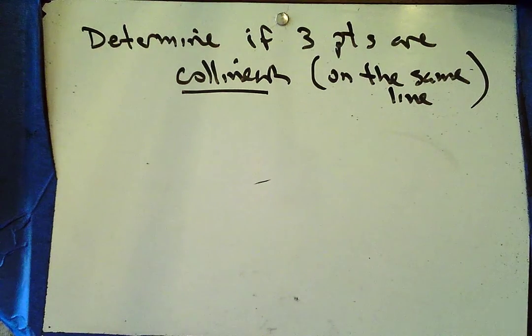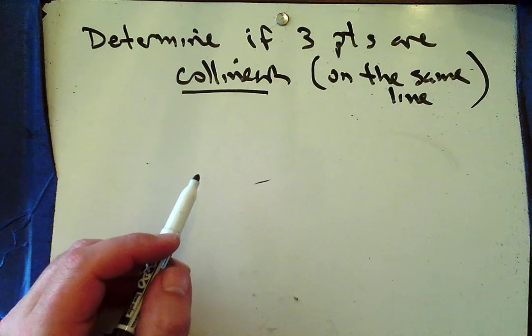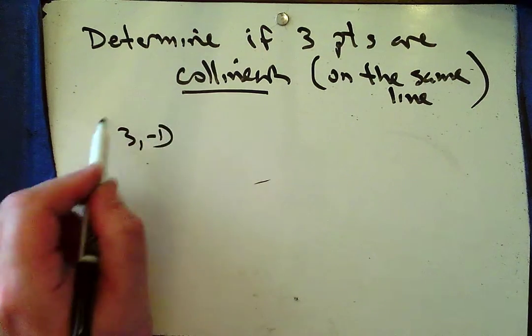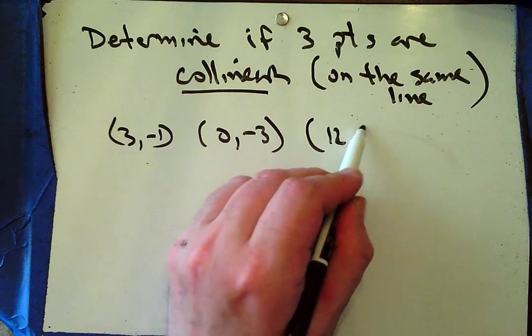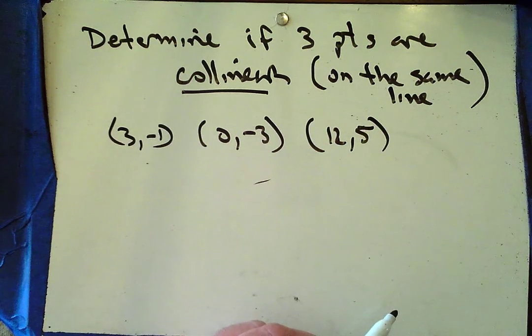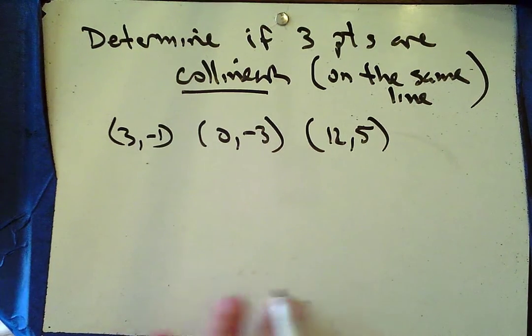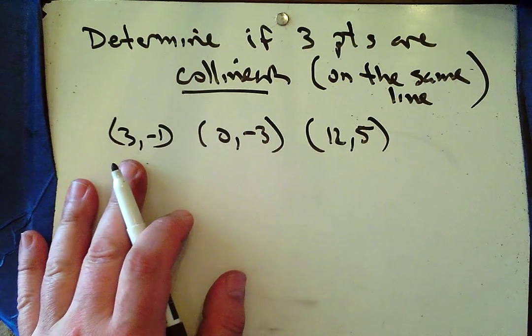Well, you know, when the points are 3, -1, and 0, -3, and 12, 5, it may be a little harder for us to figure out if these are collinear or not. We could graph, but often our hand-drawn graphs are suspect for trying to answer questions like this. Okay, so I want to try and answer the question, how do I determine if these points are collinear?